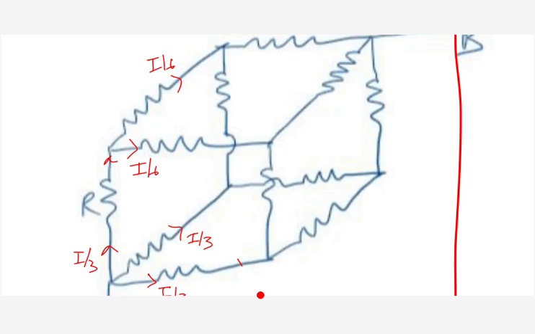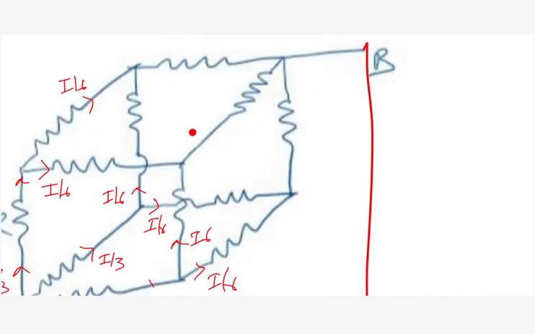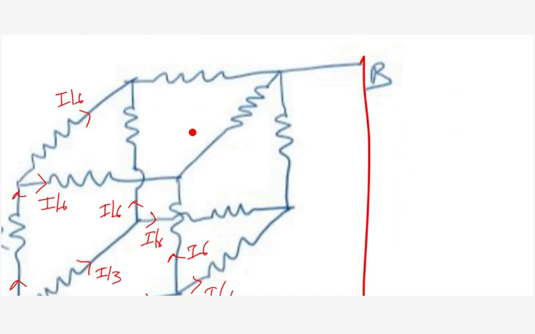So now what is happening at this point again? If you see, this is I by 6 coming, this is I by 6 coming. This will be I by 3. Again here, I by 6 coming, I by 6 coming, so I by 3. Again here, I by 6 coming and I by 6 coming. This will be I by 3. So here I by 3 plus I by 3 plus I by 3 is I. So whatever the current I is going from here, it is coming back.